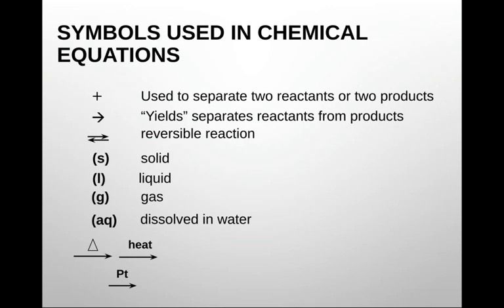The other arrows that you see there, you see the triangle over the arrow or heat written over the arrow. That means that heat must be added for the reaction to occur. And then when you have Pt written over the arrow, that means a catalyst has been added to the reaction. Pt is platinum. Platinum is often used as a catalyst in many chemical reactions, like the catalytic converter that you have in your car. The platinum in the catalytic converter acts as a catalyst with the exhaust of your car as well.